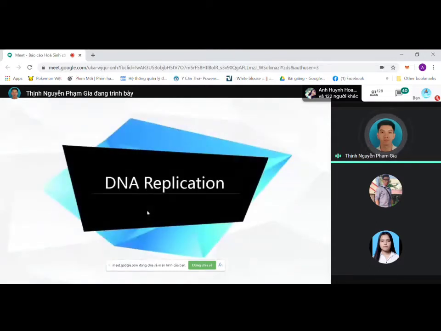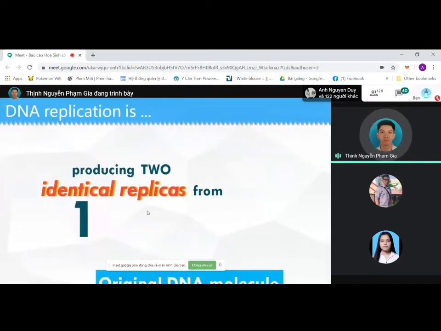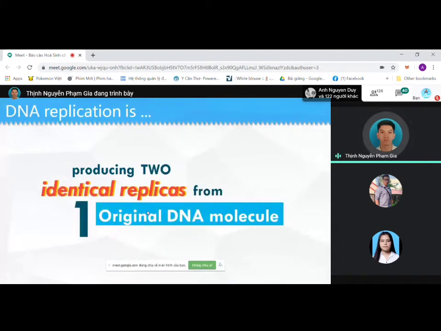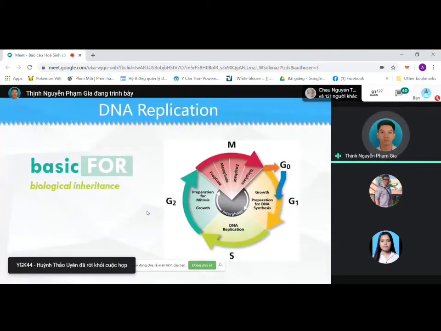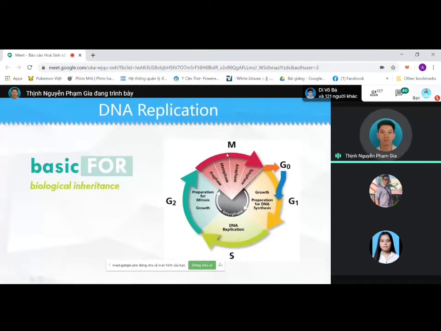The first one is DNA replication. Simply, DNA replication is the process of producing two identical replicas from one original DNA molecule. This process occurs in all living organisms and is the basis for biological inheritance. And the question is, when will DNA replication occur? You can see interphase here. This is the longest period of the cell cycle, and DNA replication occurs in the S phase of interphase.